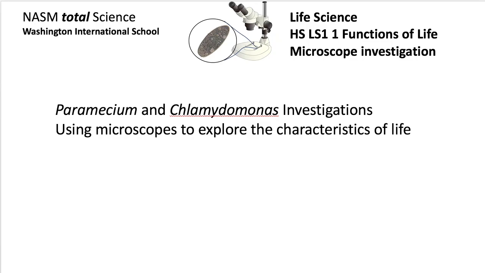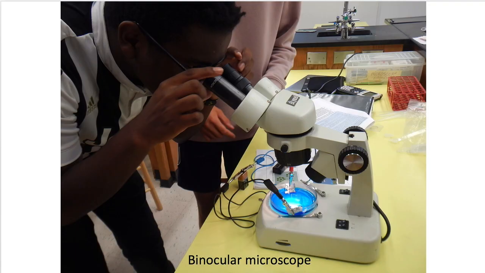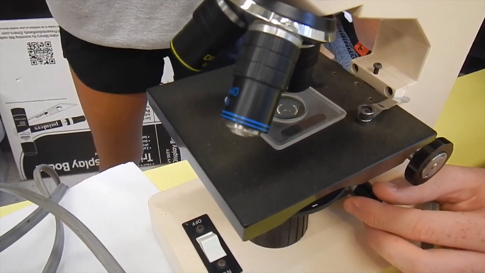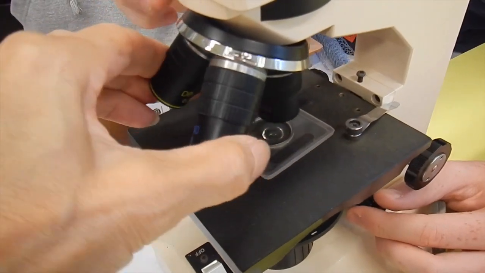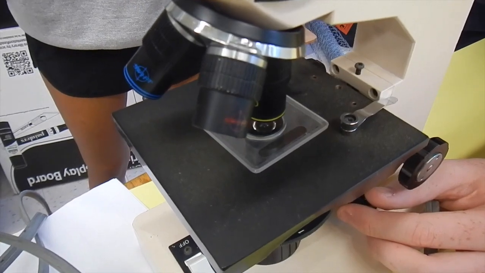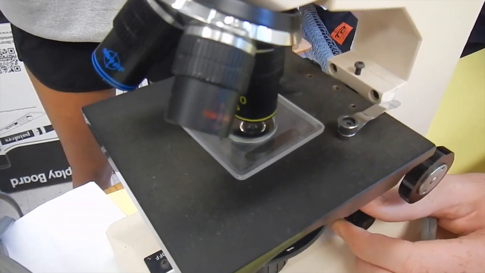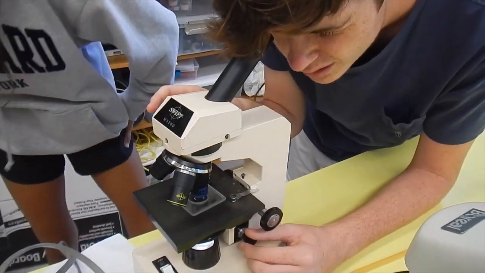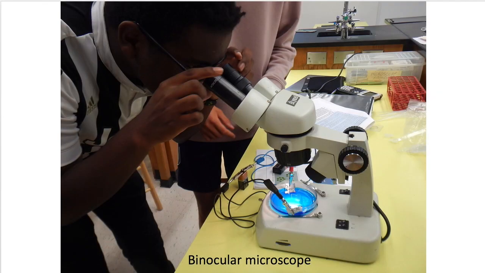We're looking at two organisms, Paramecium and Chlamydomonas. We're going to look at the characteristics of life. We're going to use microscopes. Remember to start with the smallest magnification first. And with Paramecium, it helps to have a binocular microscope. This one is a binocular.